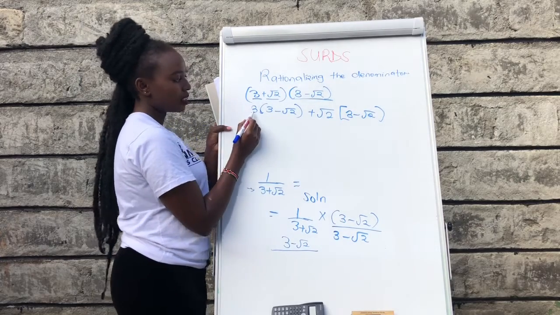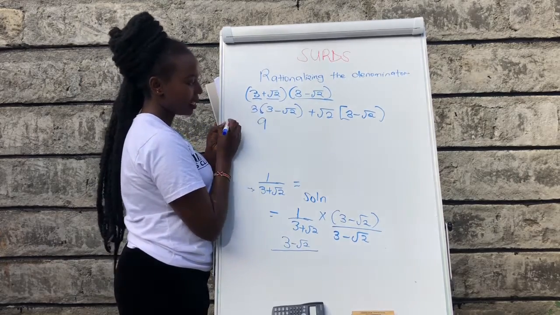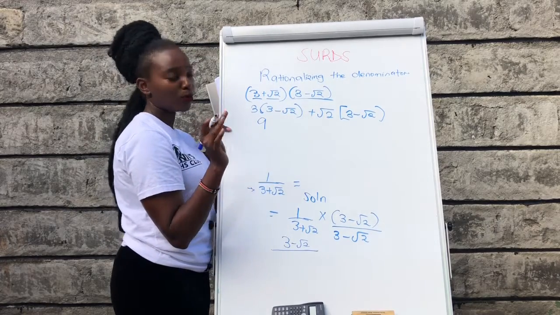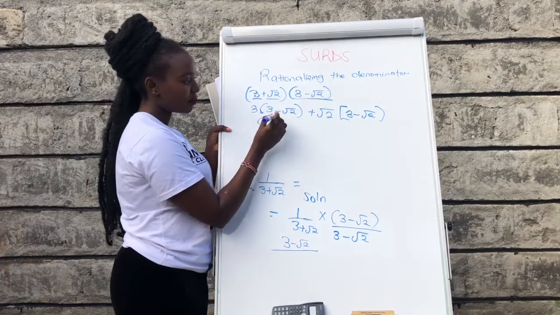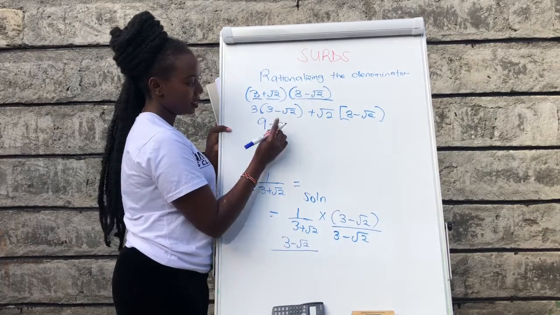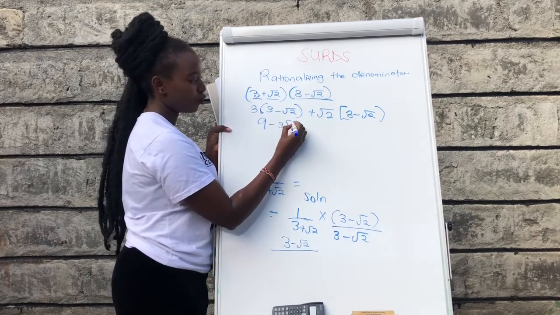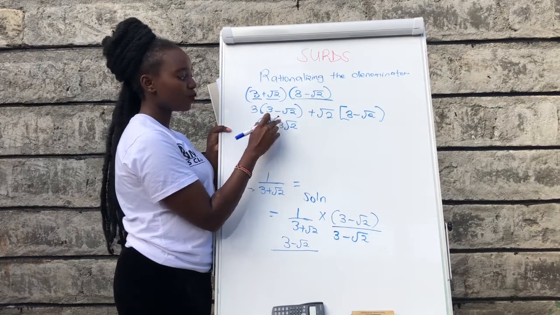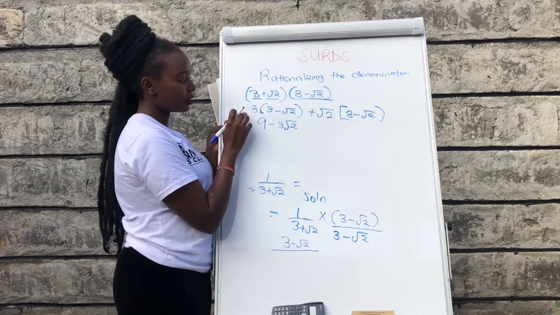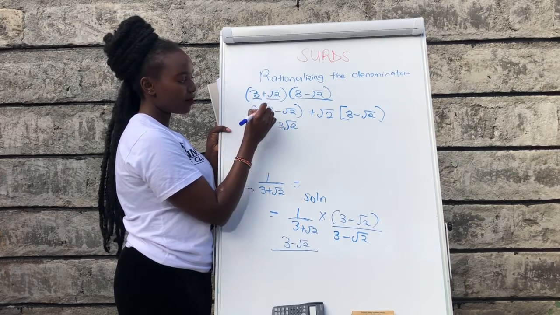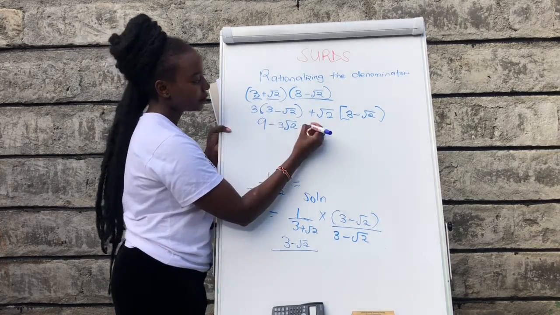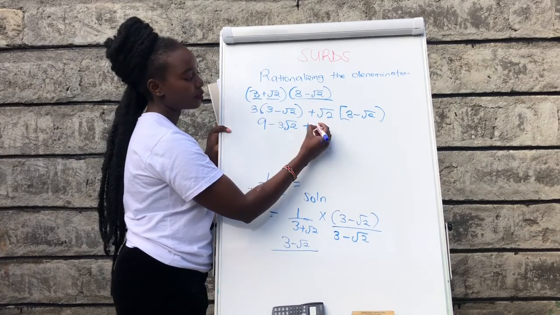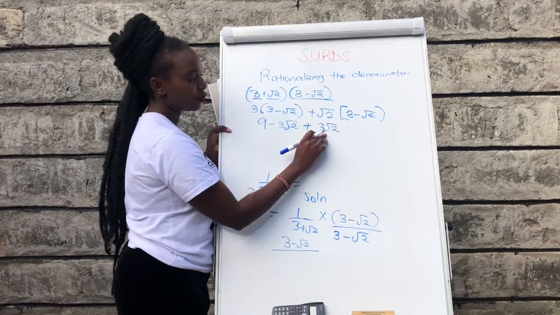So this becomes 3 times 3 is 9. 3 times minus the square root of 2. What you need to know here while multiplying, this number comes before, so it becomes minus 3, this 3, then root 2. It normally comes before the root because you cannot multiply them, as this 3 doesn't have the square root sign. Then here plus root 2 times 3, again the 3 comes before the root.